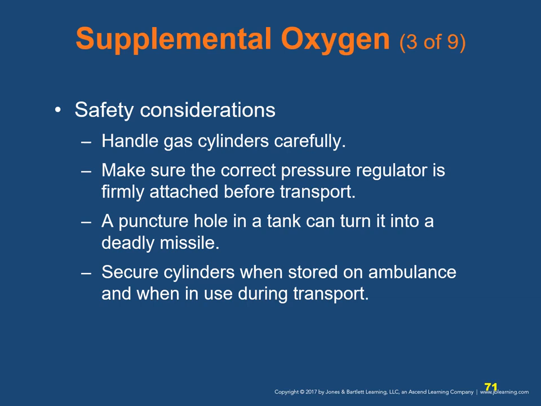Now, safety considerations. Make sure to handle gas cylinders carefully because their contents are under pressure. Make sure the correct pressure regulator is firmly attached before transporting the cylinders. A puncture or hole in a tank can literally turn it into a deadly missile. So secure cylinders with mounting brackets when they are stored on the ambulance. Oxygen cylinders that are used during transport should be positioned correctly and secured.